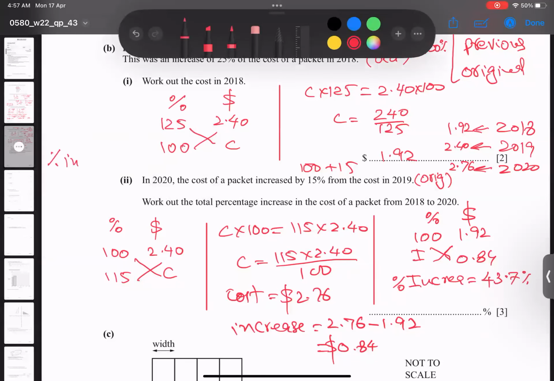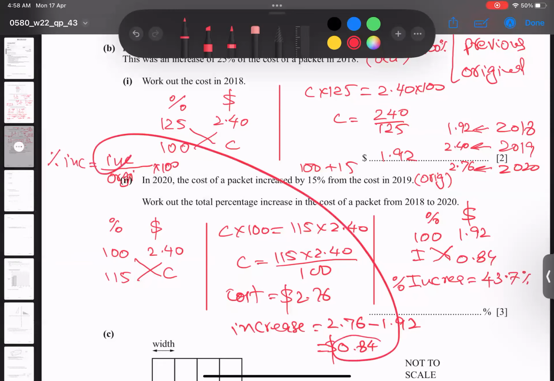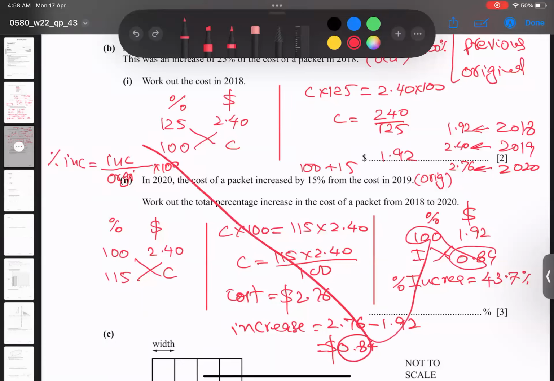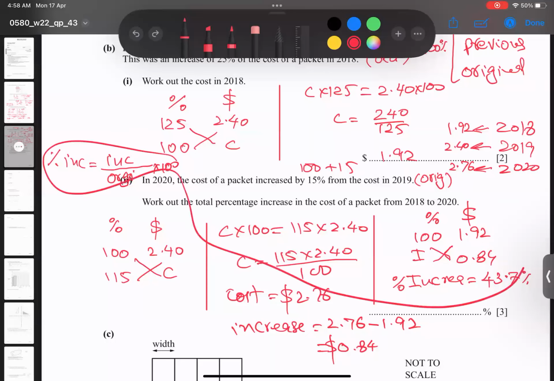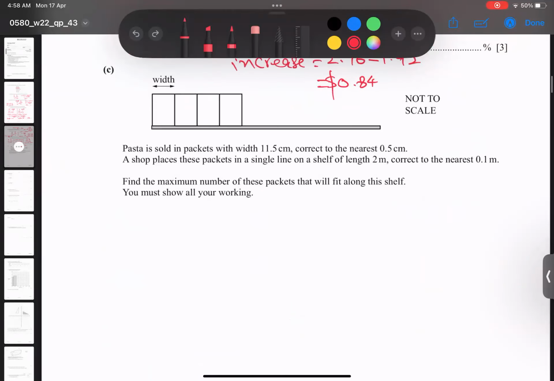Percentage increase formula is increase divided by original into 100. And increase, this will go up. Original is 1.92, goes down, into 100. If you look carefully, it is the same thing. Look here, this into this, so it means this into this. So same, okay? So whether you use this formula or use cross multiply, no effect will come. So anyway, let's go for the next question.